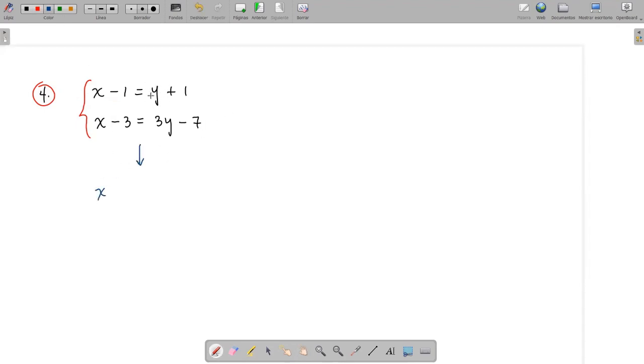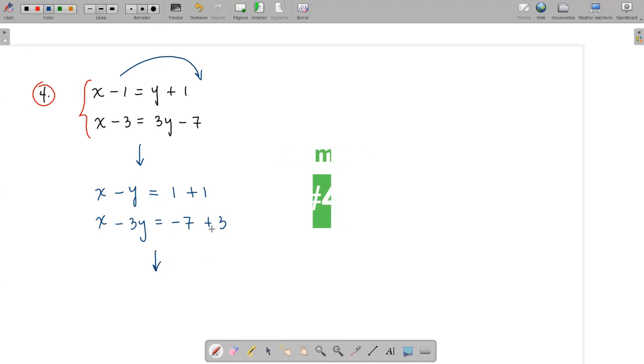X, this y, we're going to pass this y to the other side, negative. Why negative? Because here the y is positive, so when we pass it to the other side of the equal, it goes negative. We leave the 1 here, and this minus 1 goes to the other side of the equation as positive. The same in the second equation, x. This 3y is positive, so when we move it to the other side of the equation, it goes negative. We leave the minus 7 because it is in the correct side. And this minus 3 goes to the other side, positive.